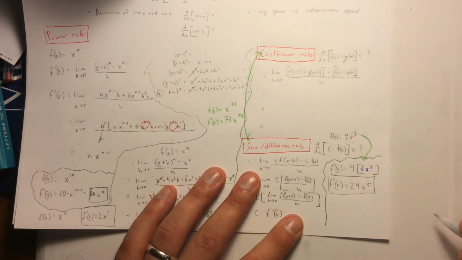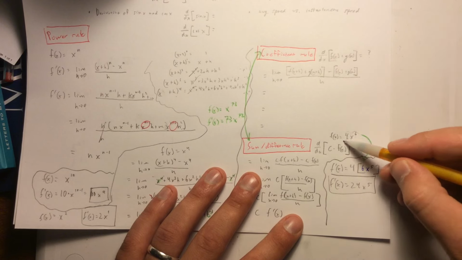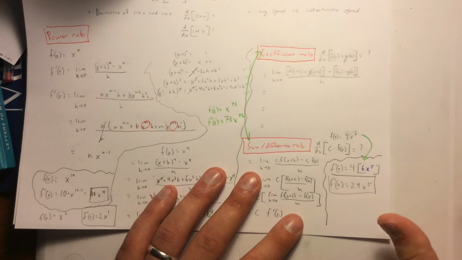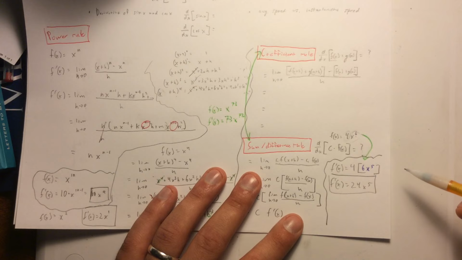Boom, done. Don't have to do the great big long equation anymore. That's it. That's the coefficient rule. If you've got a coefficient in front, just shove it to the front and leave it. We'll deal with it once we've taken the derivative of the actual function.